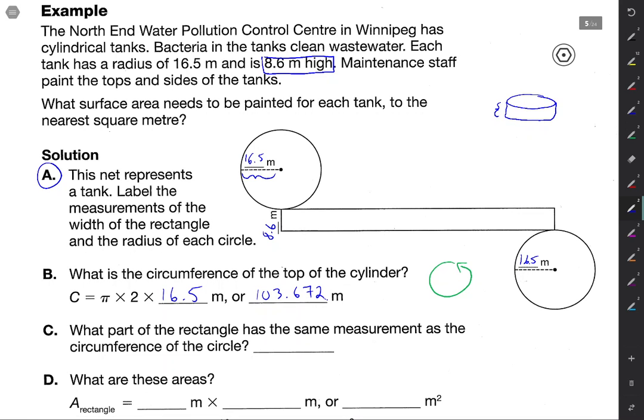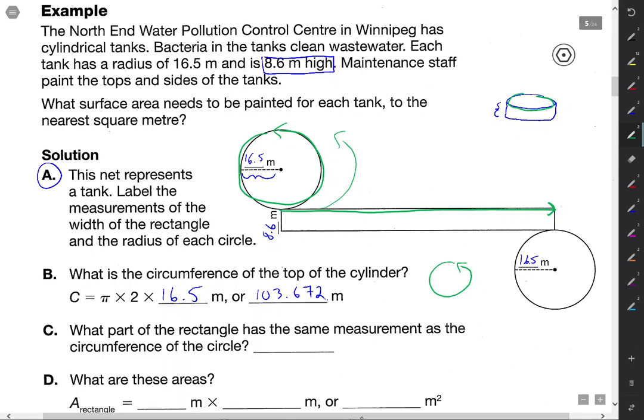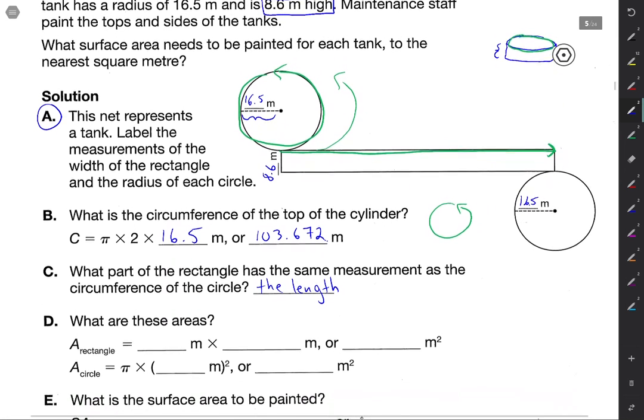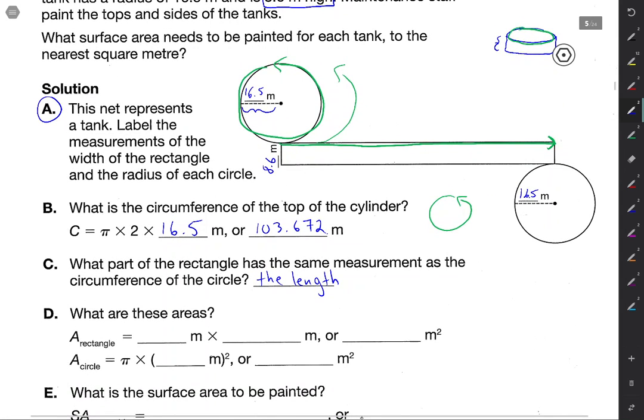Now it says, what part of the rectangle has the same measurement as the circumference of the circle? So imagine that little diagram I showed you, or the little animation where it was closing into the cylinder. This circumference here actually has the exact same length as this part of the rectangle, because if this were to close, this rectangle would be wrapped around the circle. It would be like over here. So we're going to put that the length of the rectangle has the same measurement as the circumference of the circle.